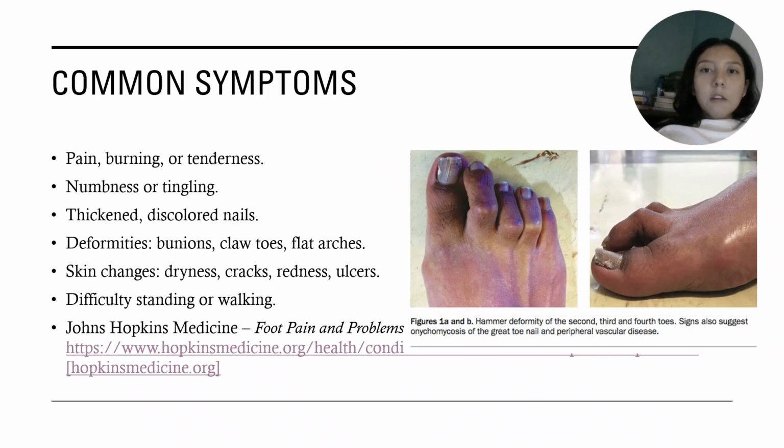Common symptoms of foot problems in older adults are pain, burning, and tenderness in the feet. Numbness or tingling is another frequent complaint, often linked to nerve issues. They might have thickened or discolored nails that can indicate fungal infections or other nail disorders. There can be foot deformities like bunions, claw toes, or flat arches, which are also pretty common. You may even be able to see skin changes like dryness, cracks, redness, or even ulcers. Older adults also experience difficulty standing or walking, which can obviously affect their independence.